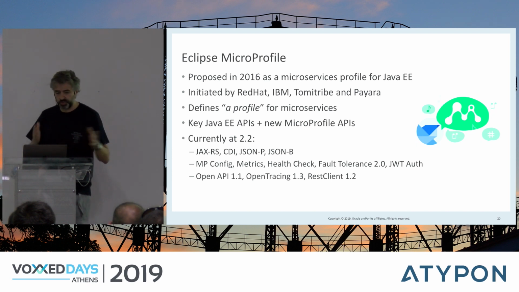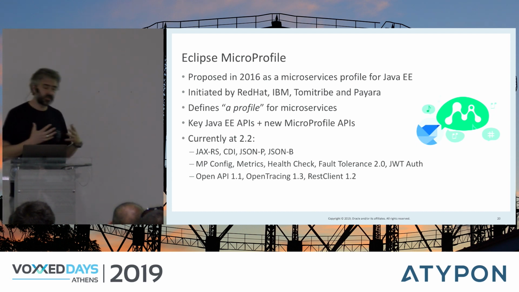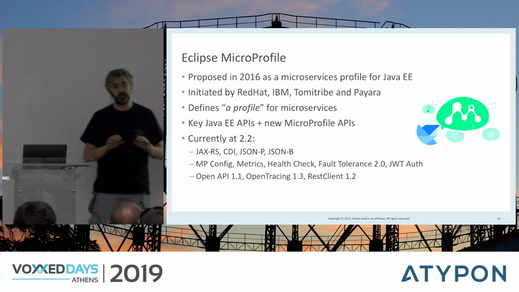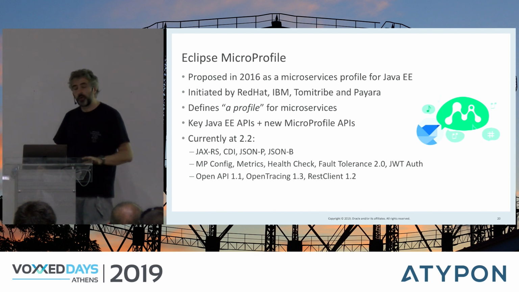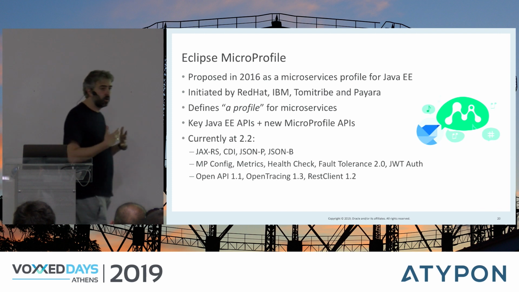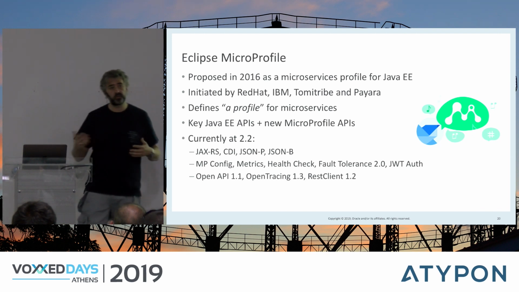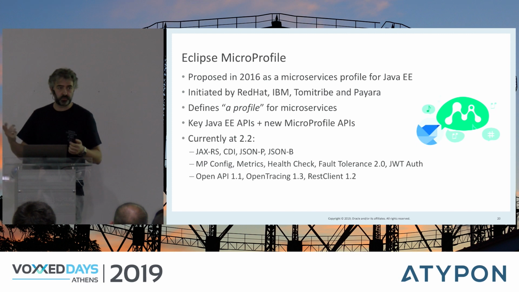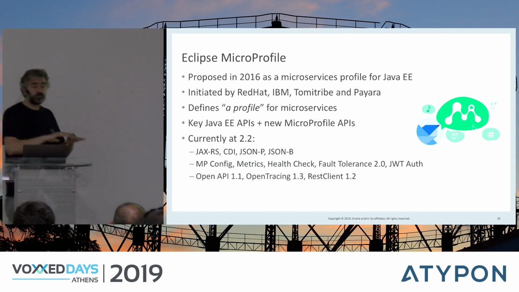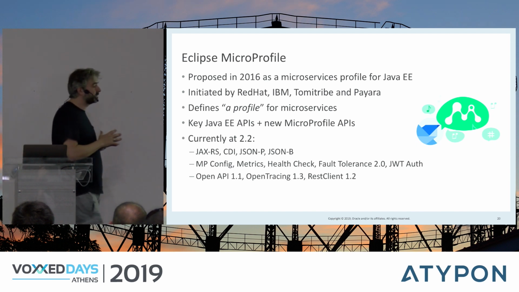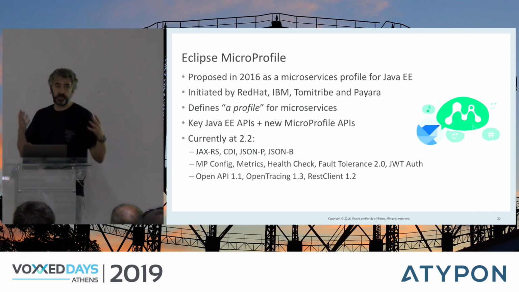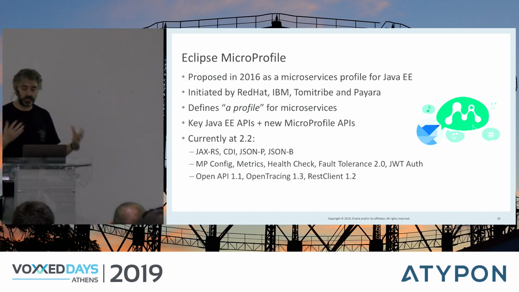So some actors, such as Red Hat, IBM, Tomitribe, decided basically to work on a new effort to leverage some of the key capabilities of the Java EE platform and add new APIs that are necessary to write microservices. So we're talking, for example, about metrics, about health check, those kinds of APIs that were not part of the basic Java EE platform. So that's basically what MicroProfile is, and since then Oracle has joined the MicroProfile initiative. So Helidon is basically Oracle's MicroProfile implementation.